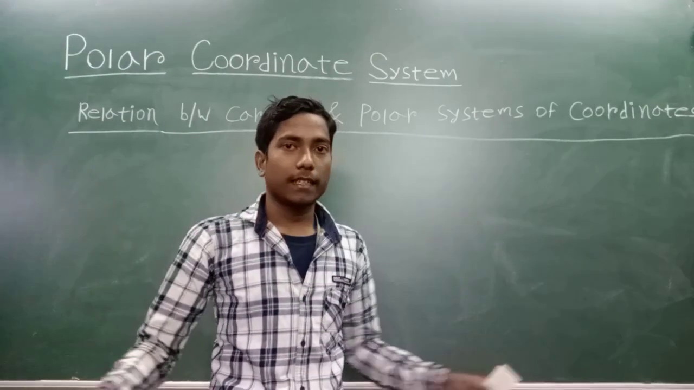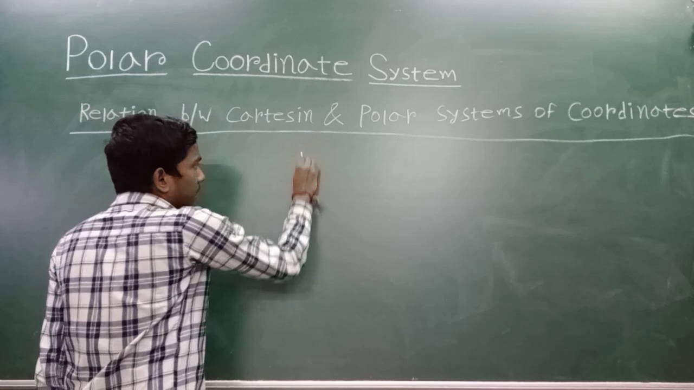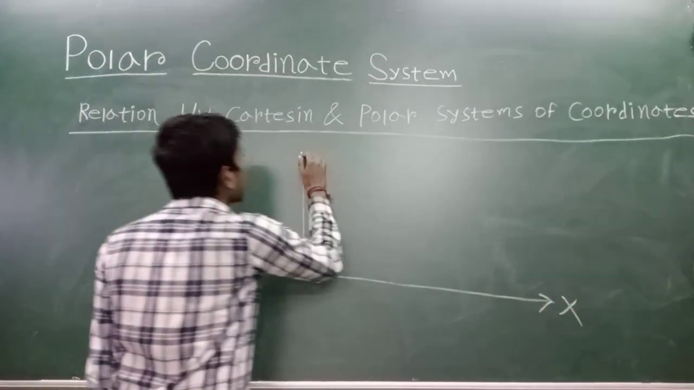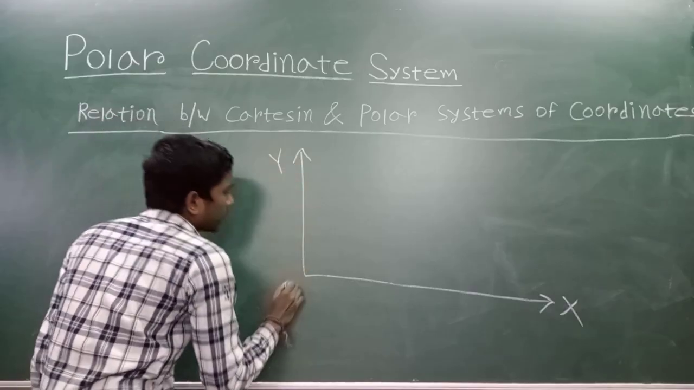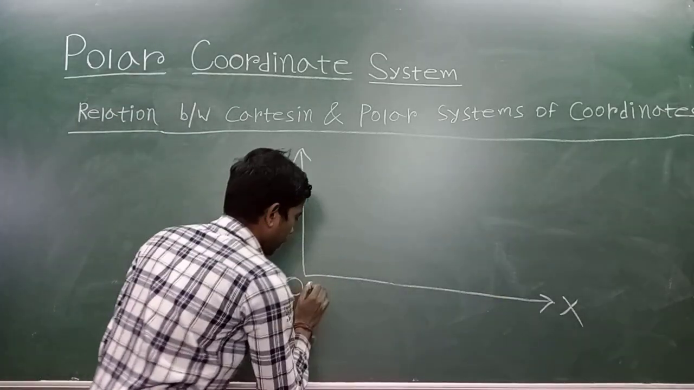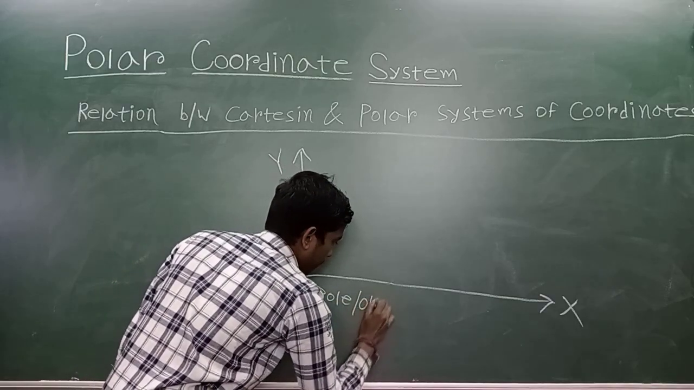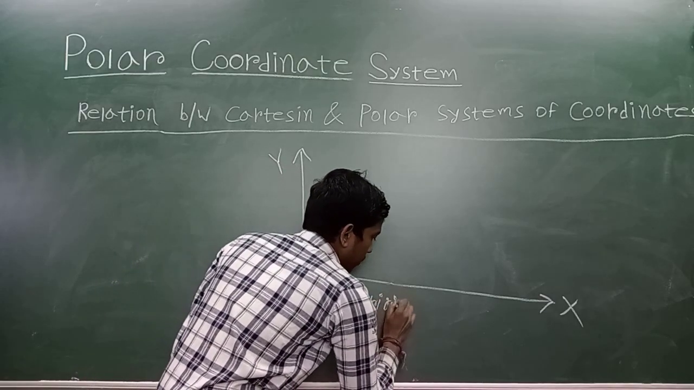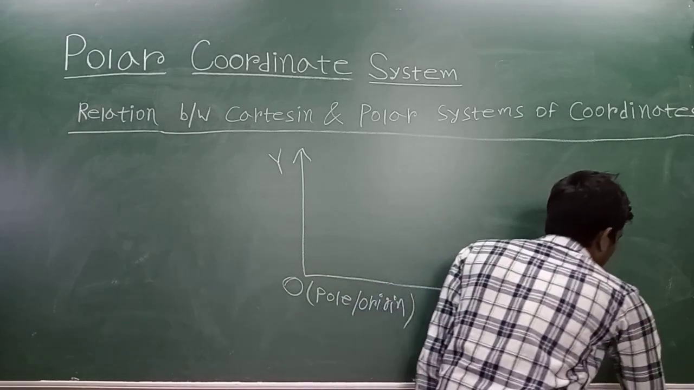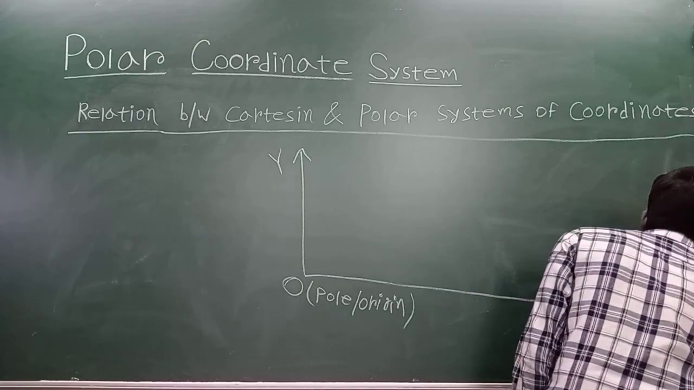Now we shall derive the relation between these two systems of coordinates. So let us draw the Cartesian coordinate system. This is our x-axis and this is our y-axis. So this is origin or pole O. Say OX is the initial line. This is our pole or origin, and OX is the initial line.